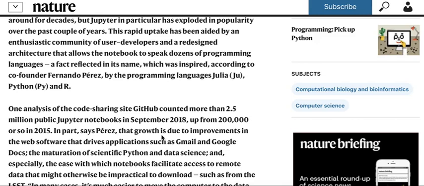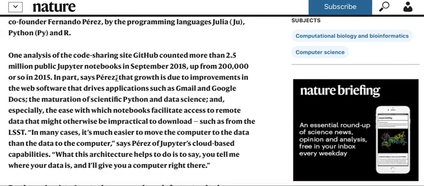We're going to be looking at a notebook environment called Jupyter. Jupyter stands for Julia, Python, and R. There were 200,000 notebooks on GitHub in 2015. In September 2018, there were 2.5 million. So this speaks to the growth of popularity of notebooks.